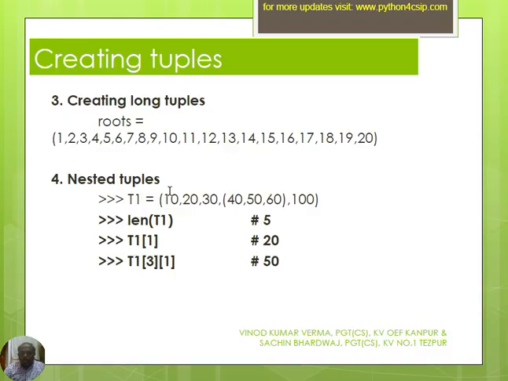So t[1], that is 0, 1. What is the value here? 20. Now t[3]. What is the value at index 3? 0, 1, 2, 3: (40, 50, 60). But here we mention 1, then the value is 50. Now I am going to execute this program in Python.